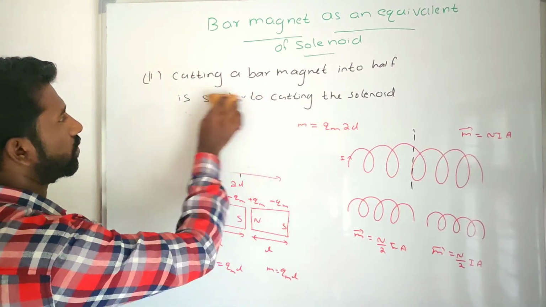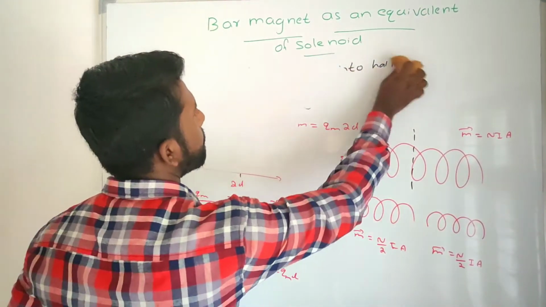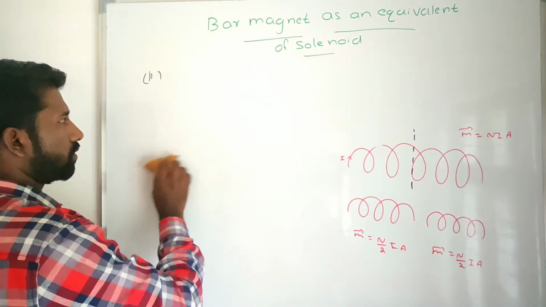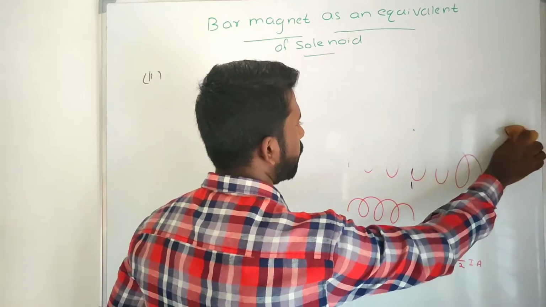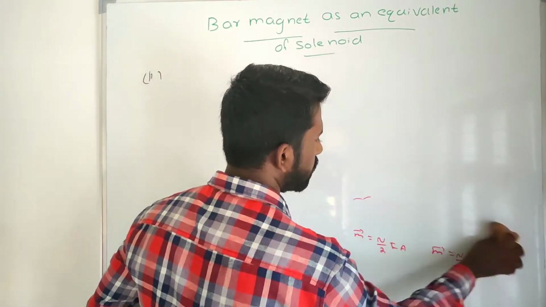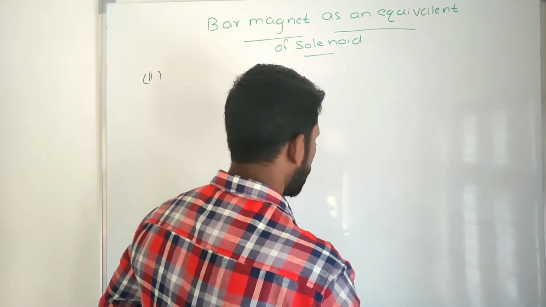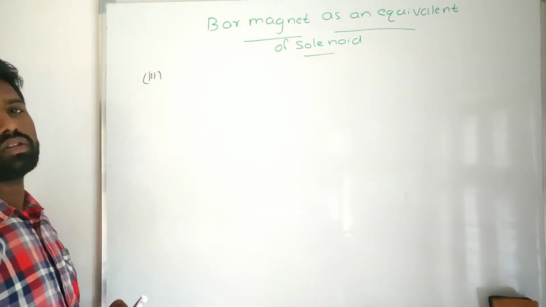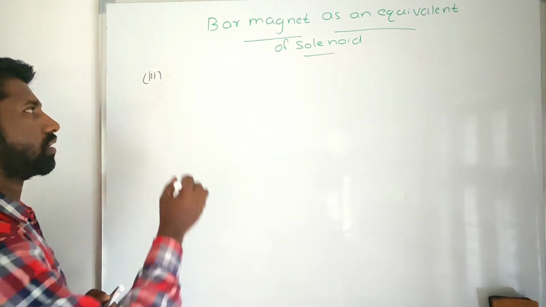Then the third one. The third one is that the magnetic field along the axial line of a solenoid is similar to the magnetic field along the axial line of a bar magnet.